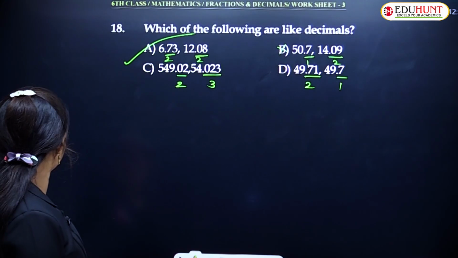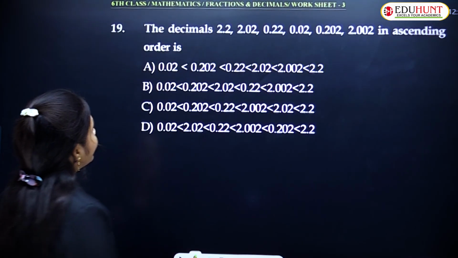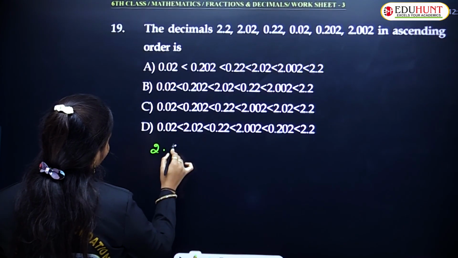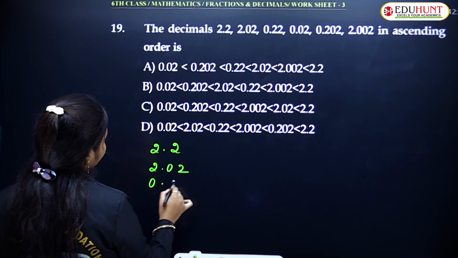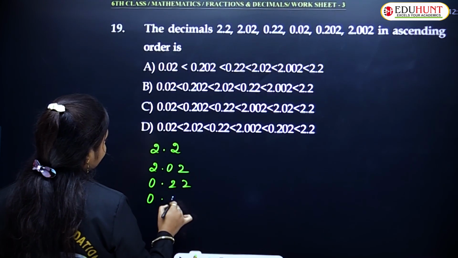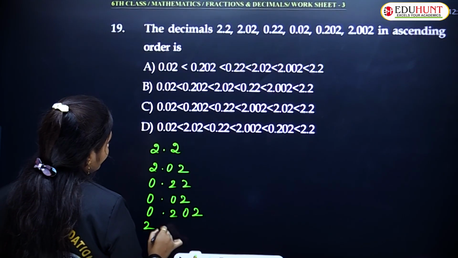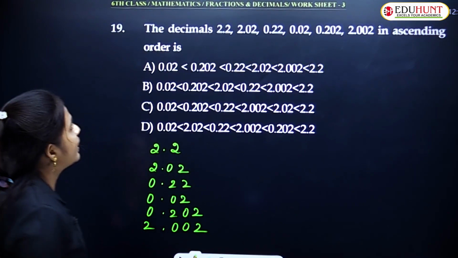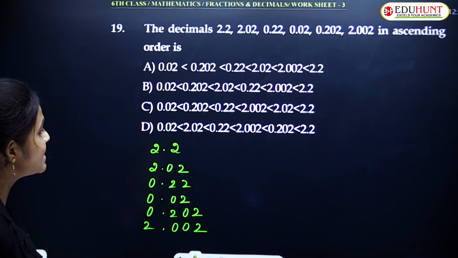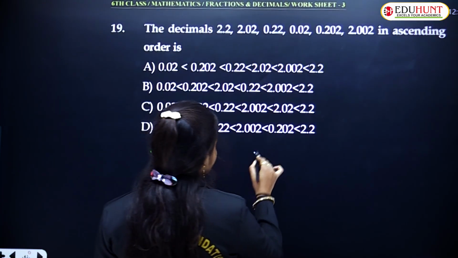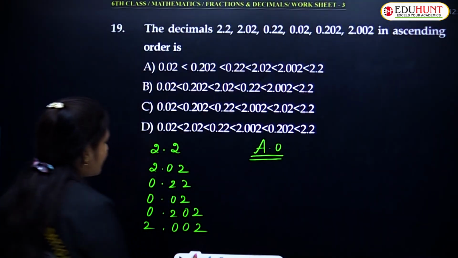Understand? Yes. Next, the 19th one. The decimals 2.2, 2.02, 0.22, 0.02, 0.202, 2.002. Finally, how many numbers? 1, 2, 3, 4, 5, 6 numbers are given here. So you have to arrange them in ascending order. Ascending order means small to big only, no? So small to big numbers. What is the first smallest number among them?